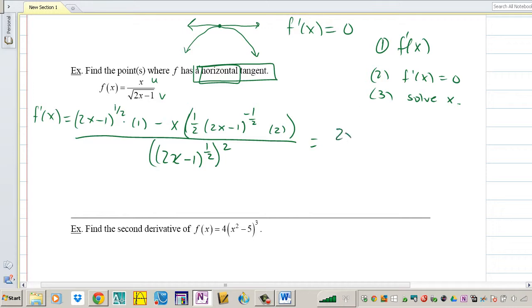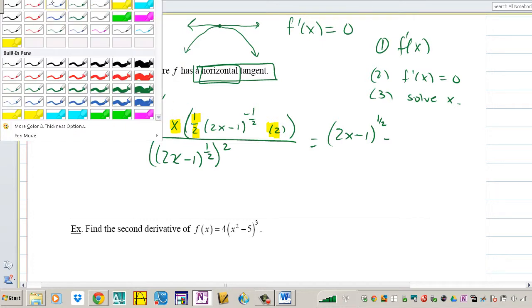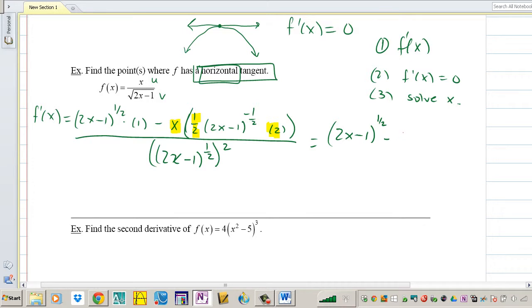So let's clean this up. We have 2x minus 1 to the 1 half minus, well, what is a half times 2? And then times x. Well, the halves and the 2's go away, so I'm left with x, and then 2x minus 1 to the negative 1 half, all over... Well, what happens here also? If I'm squaring a square root, then I simply just have the original without a square or square root.